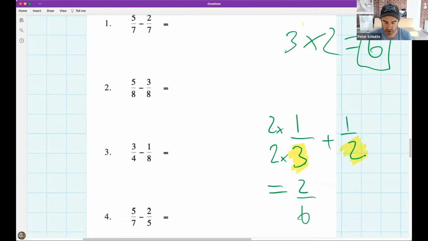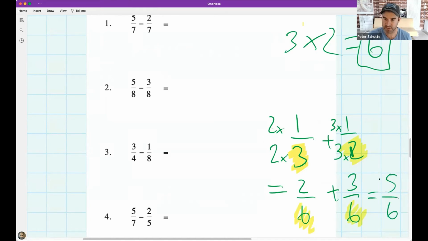Now we do the same trick for a half. We multiply the bottom by 3, because that gets us to 6, but then we multiply the top by 3 as well. And so now we have an equivalent fraction of 3/6. And 3/6 is exactly the same as a half. But now, because we've got the same family names, we can simply go 2/6 plus 3/6 is 5/6. So I hope that is helpful.